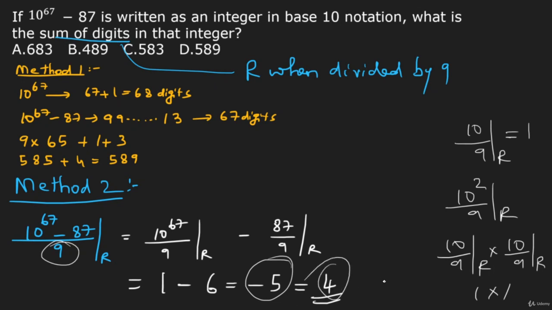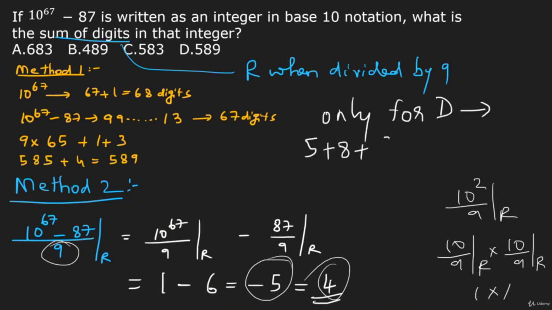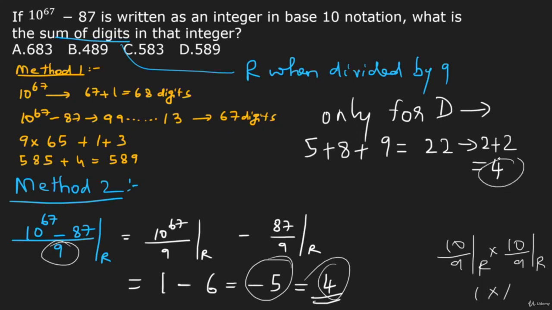Alright, let me make some space over here. Now let's see how we can apply this to solve this question. Let's look at the answer options. You will see that only for answer option D, 5 plus 8 plus 9 gives you 22, and if you take the digit sum of 22, that's 2 plus 2, you'll get 4, which is the same value that you got over here, right? Therefore your answer is option D.